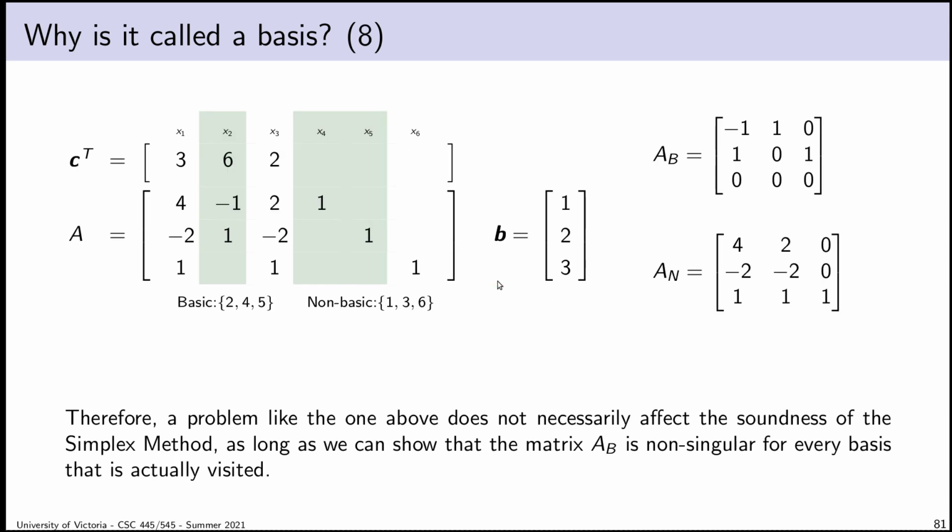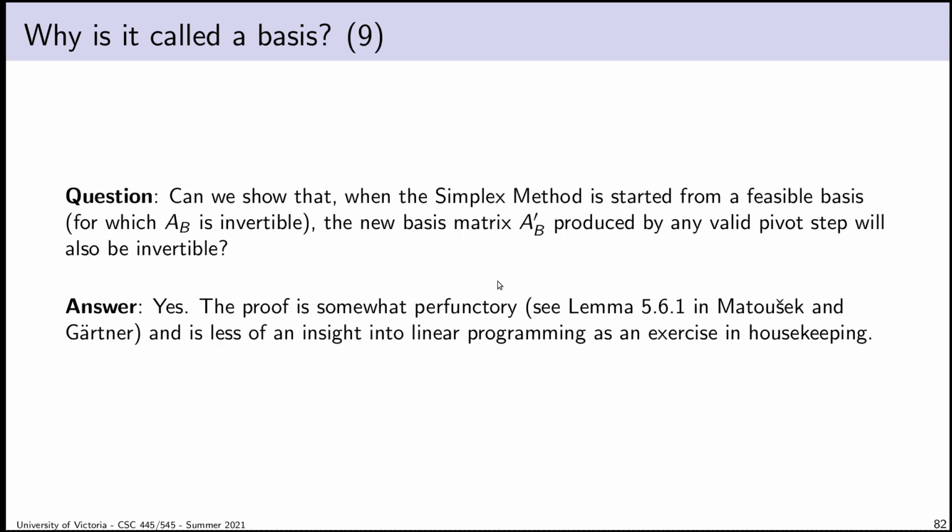This is just saying we don't really have to address the general case, only the case of the matrix AB that we're going to actually see while running the simplex method. So the question is, can we show if I start the simplex method from a feasible basis, so putting aside for a moment whether the current basis gives me an invertible matrix, is it true that if I start with AB being invertible and I do a pivot, that the resulting matrix will also be invertible? And the answer to that is yes.